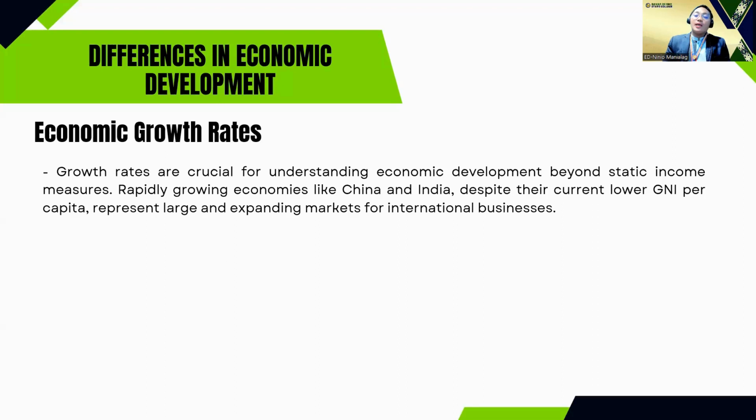Now, understanding a country's economic growth rate is actually crucial for gauging its development trajectory. Rapidly growing economies like China and India, despite having lower GNI per capita compared to wealthier nations, represent dynamic markets with expanding opportunities for business and investment due to their large and growing economic output.